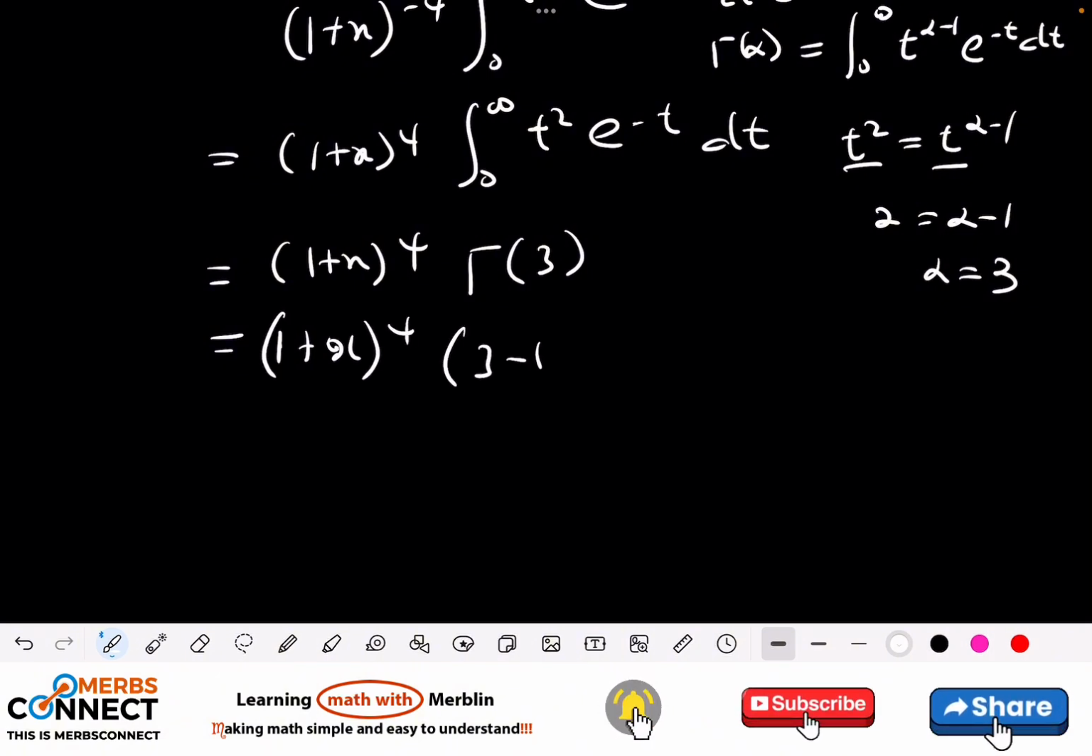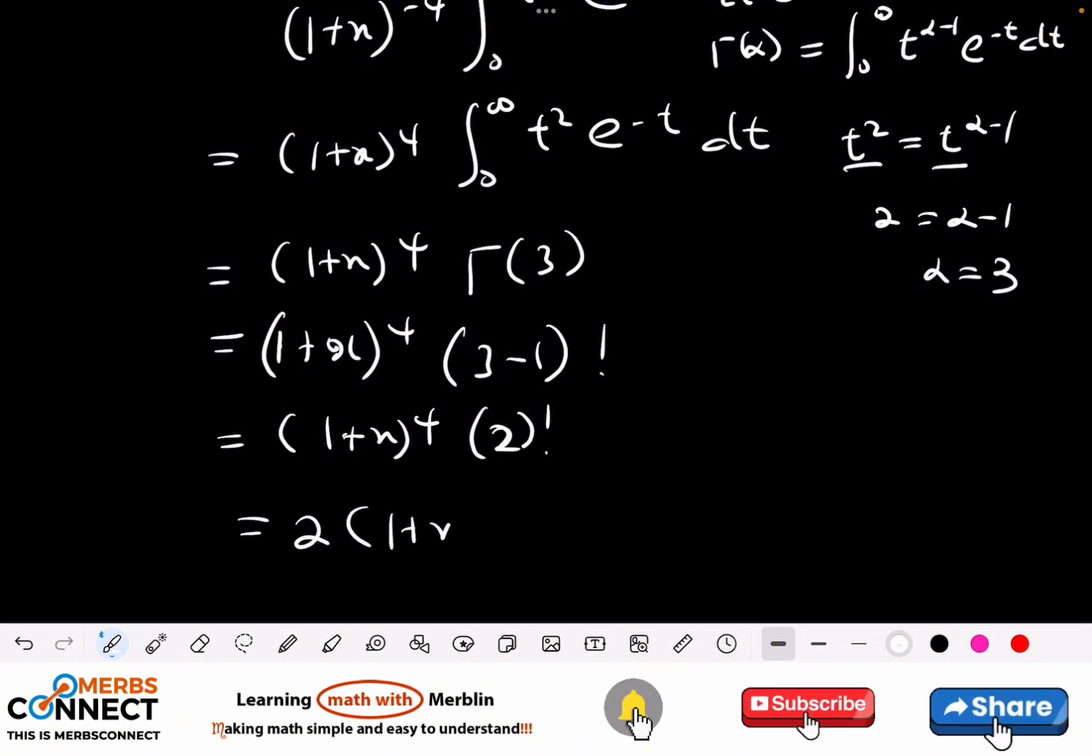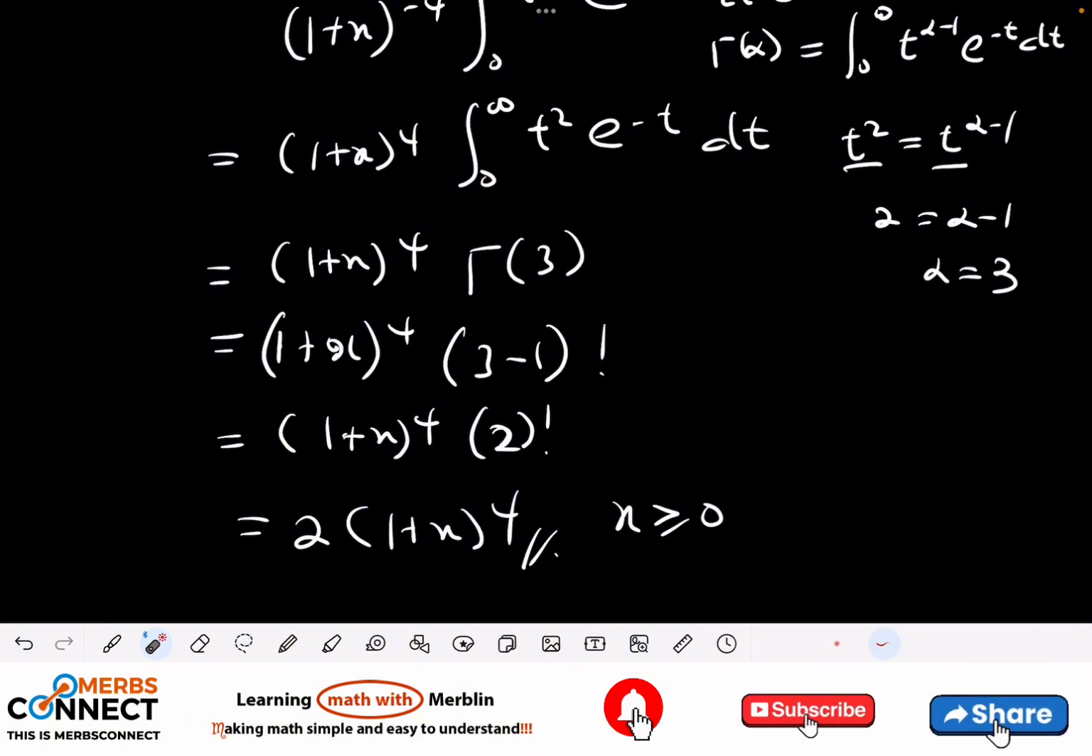And this is going to give us 1 plus x to the power 4 times 3 minus 1 factorial. Then this is 1 plus x to the power 4 times 2 factorial. 2 factorial is 2. So the final answer should be 2 times 1 plus x to the power 4. So this is with the interval s greater than or equal to 0. So this will be the final result.